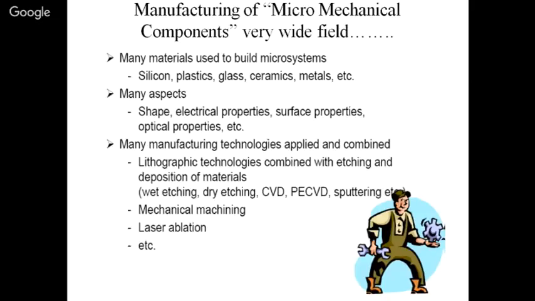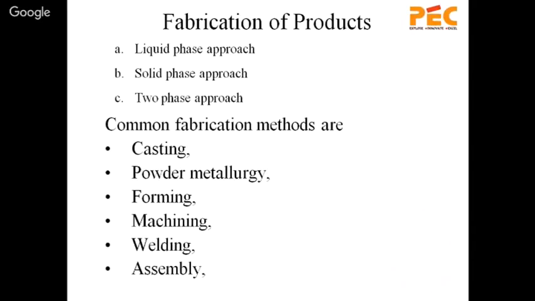These are the different methods that can be applied to the advanced manufacturing process for manufacturing of the component. Even mechanical machining, laser ablation, I have already explained. Using the laser beam, we can remove the material from the solid surface by irradiating the surface. That is laser ablation. This process can also be used to remove the material.